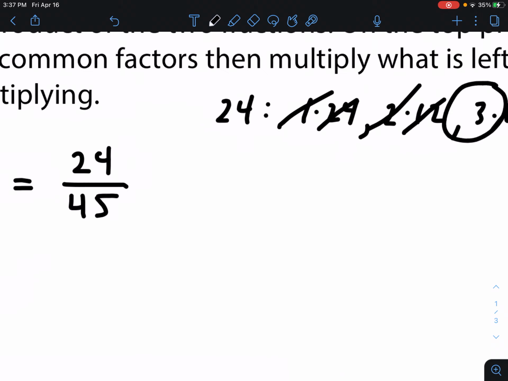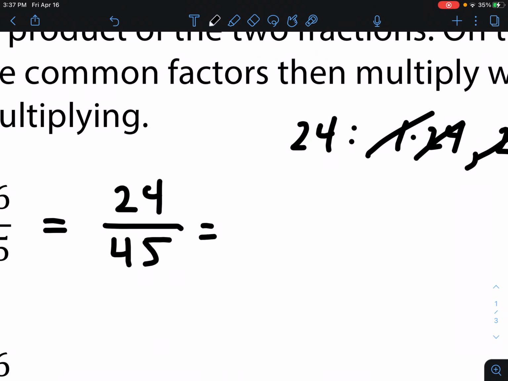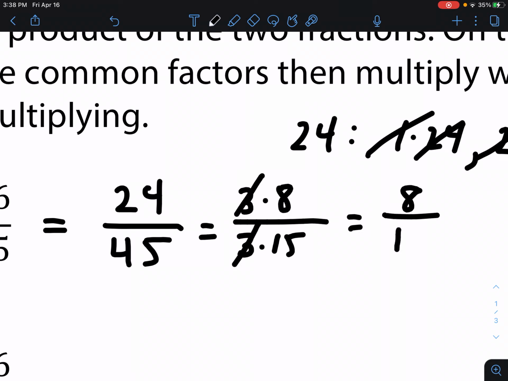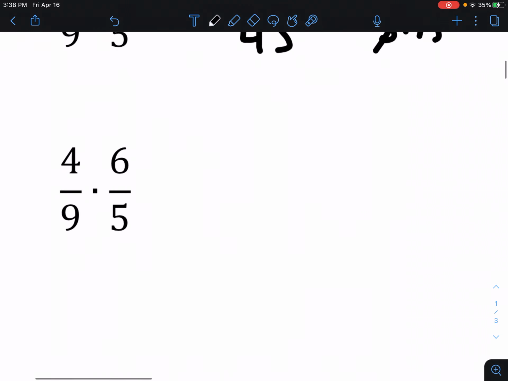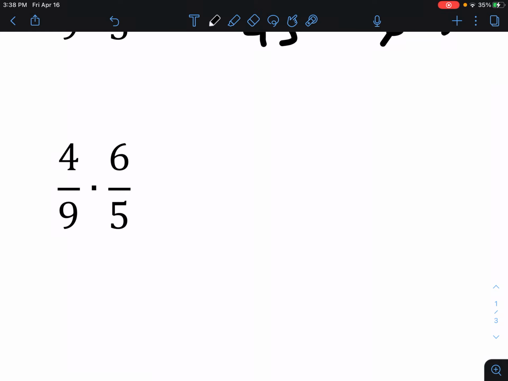All right, so I'm going to simplify this now by writing it as 3 times 8 and 3 times 15. And I cancel the common factor, and I end up with 8 over 15. Whew. Too much thinking. Now, 8 over 15 is simplified because 8 and 15 don't have any common factors. Okay? And if you doubt that, just make a list for 8. You'll see.